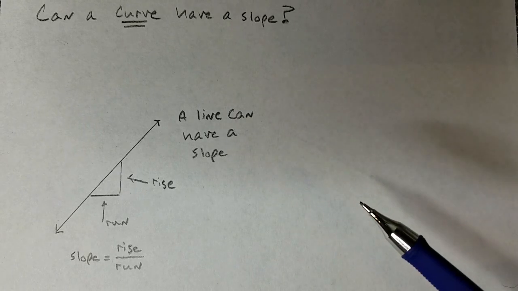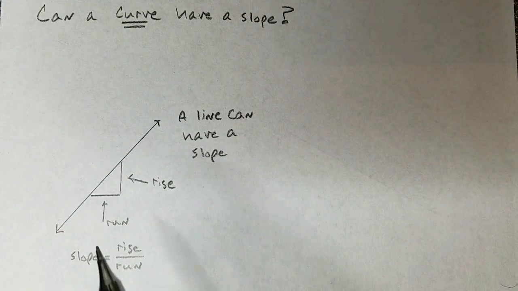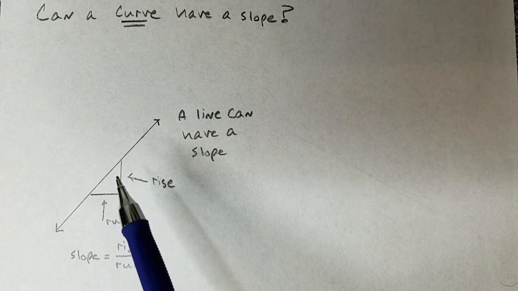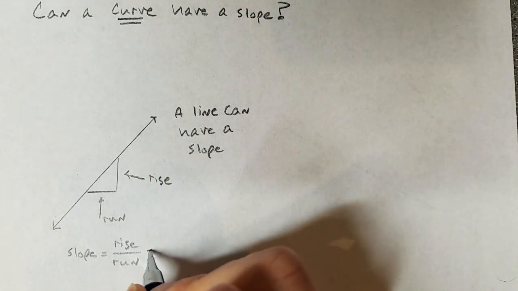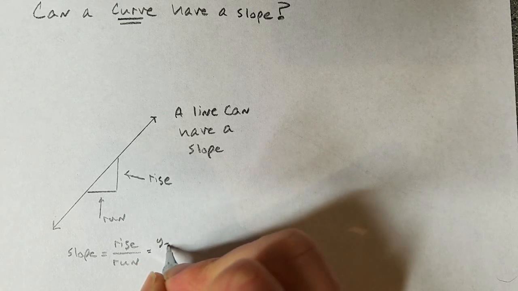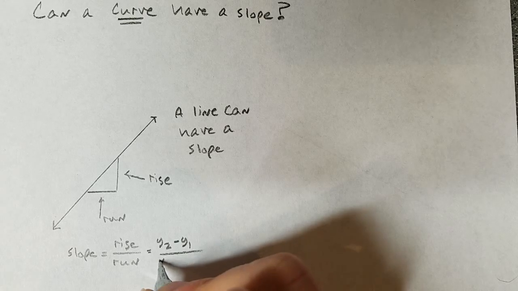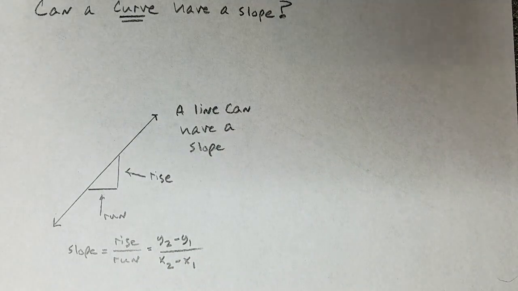A line can have a slope, alright? Very simple. You find the slope of a line by identifying 2 points on the line, measuring the rise, measuring the run, dividing those two numbers. That's what this formula that we used in the previous video, y2 minus y1 over x2 minus x1, does. It measures the rise and the run.